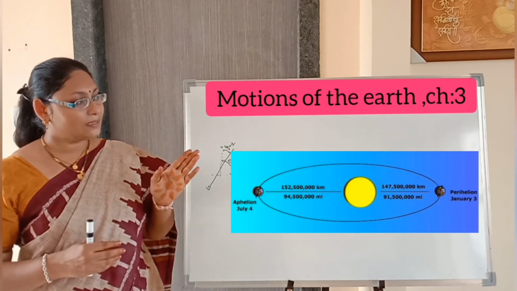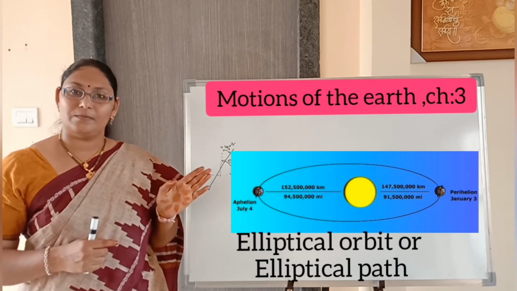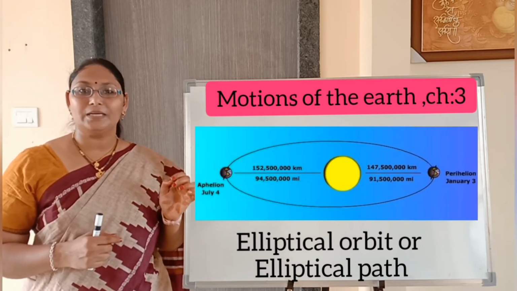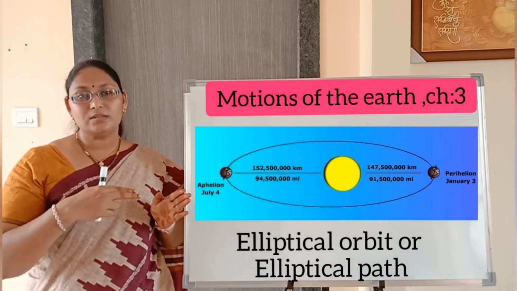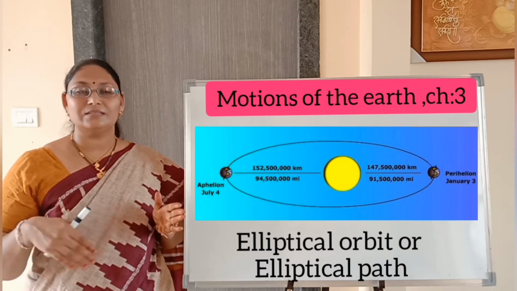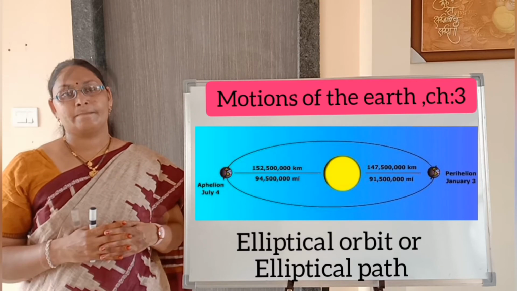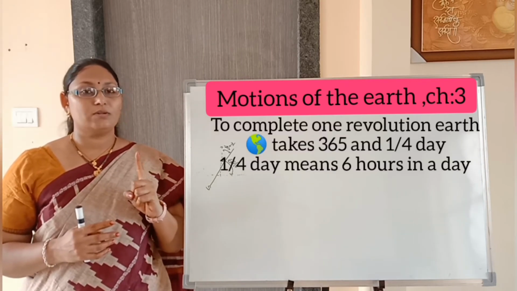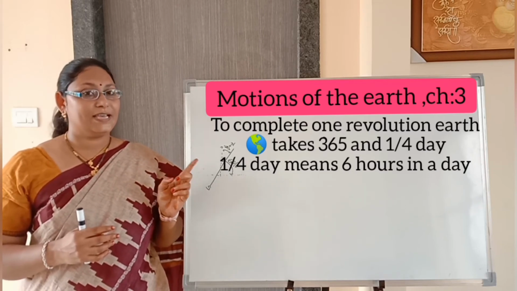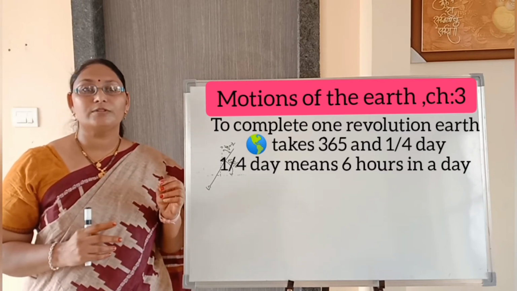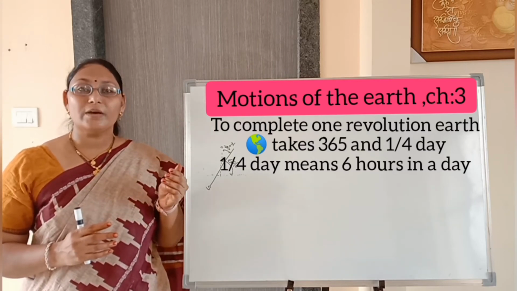So, what is the path that our Earth moves around the Sun? Elliptical path. An elliptical path means it has an oval shape. Around the Sun in an oval shape, our Earth is revolving. To complete one full revolution around the Sun, our Earth takes 365 days and 1/4th day. Not only 365 days, but one more 1/4th day.